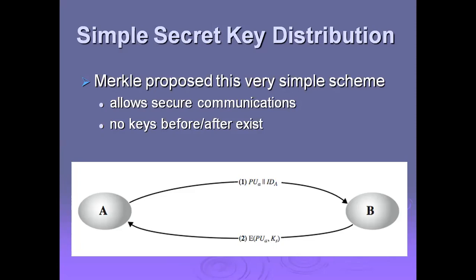Now, this is the simple secret key distribution. Initially, initiator A sends the public key PU of A together with the identification number of A. Then B receives that request and replies. Once again with encryption, A's public key is used to encrypt the reply. So this is about simple key distribution of a secret key.